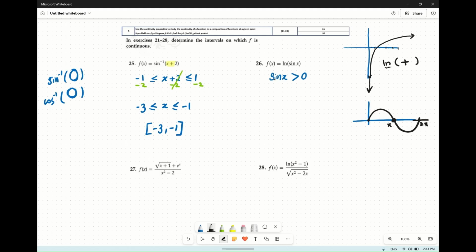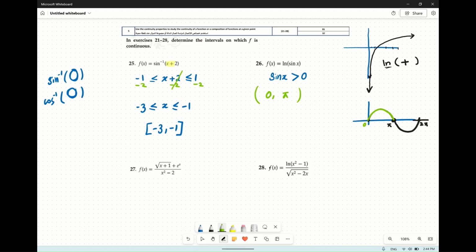Okay, now I need the sine to be positive, more than 0. So where do I see that the sine is positive? Here. From here to here. Positive means above the x-axis. Where is this happening? Between what and what? Between 0 and pi. So I will say the sine is positive between 0 and pi.